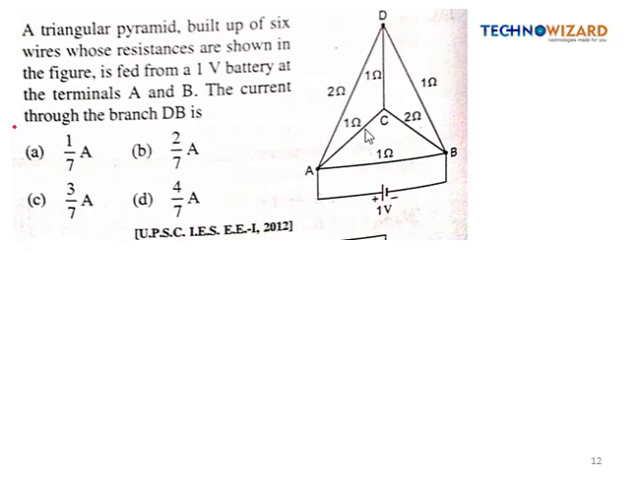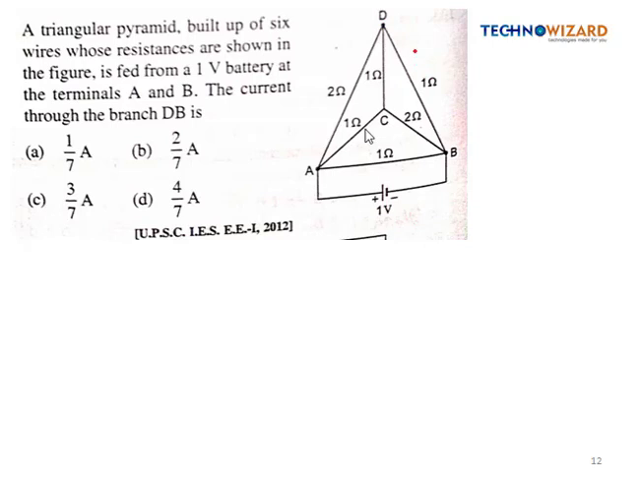Okay, so it is saying that a triangular pyramid built up of 6 wires whose resistances are shown in the figure is fed from a 1 volt battery at the terminal AB. The current through the branch dB. Okay, so basically they have given us a triangular pyramid which is made up of 6 resistances. Their values are given and we have to find out the current through the branch dB. So the branch dB is 1 ohm, so we have to find out the current through 1 ohm resistances.